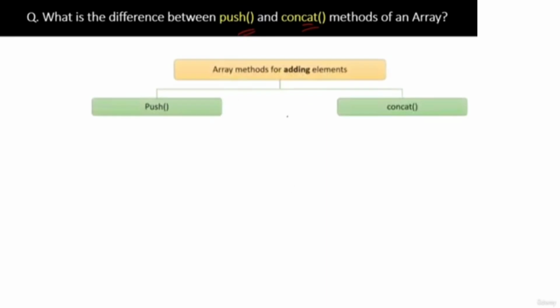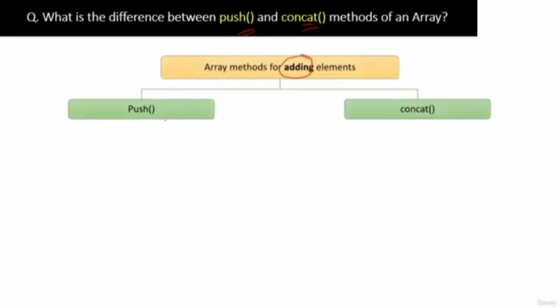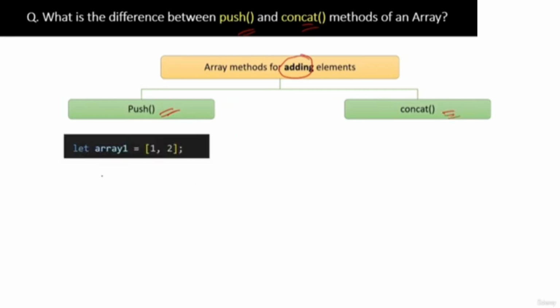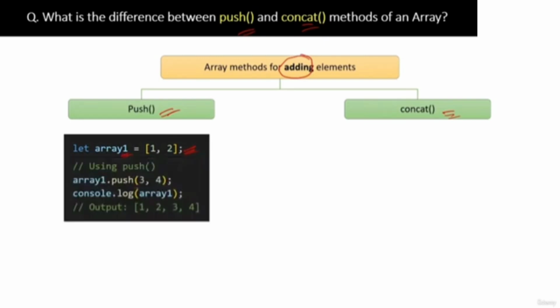What is the difference between the push and concat methods of an array? Basically, we have 2 methods for adding elements to an array, and they are the push and concat methods. Let's see the push method first. Suppose we have this small array. Now, if you want to add more elements to this array, then we can use the push method like this. And finally, new elements will be added at the end of the original array like this. So the point is, the push method will modify the original array itself. Okay. Now let's see the concat method.